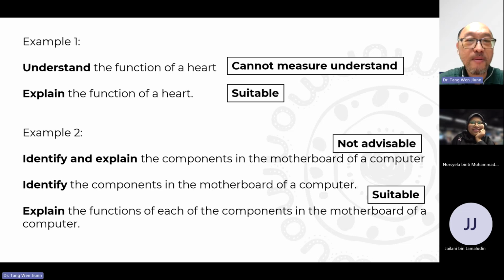Oh, missing in action. How about you, Sheila? What do you think? Not sure, but maybe too general. Okay, thank you. Yes, exactly.